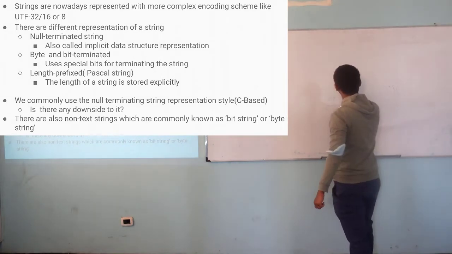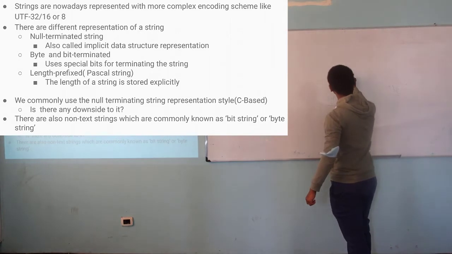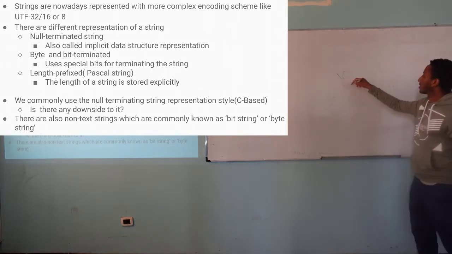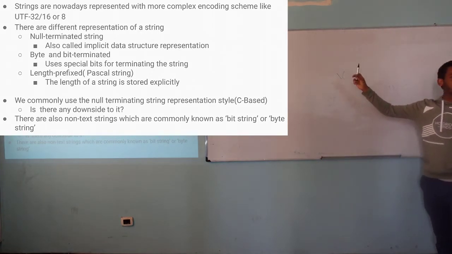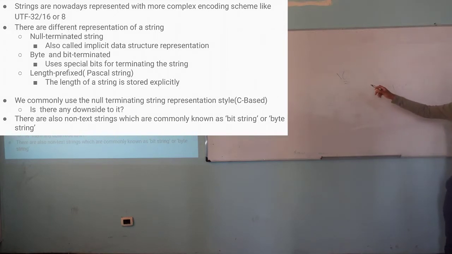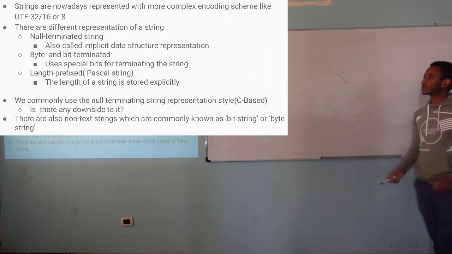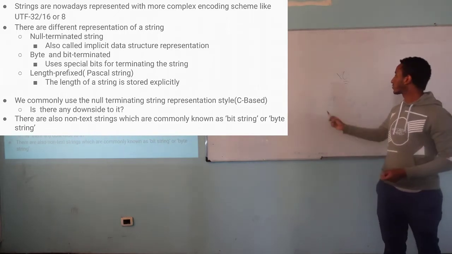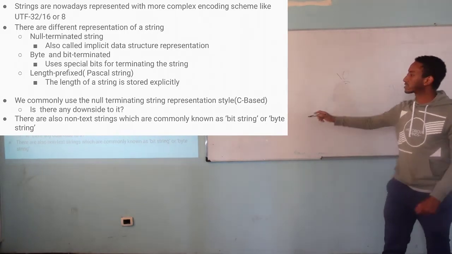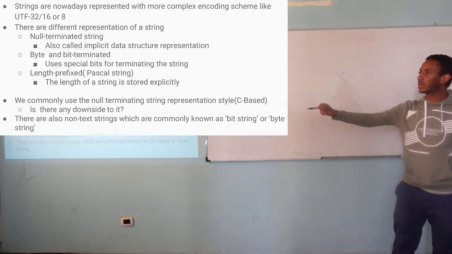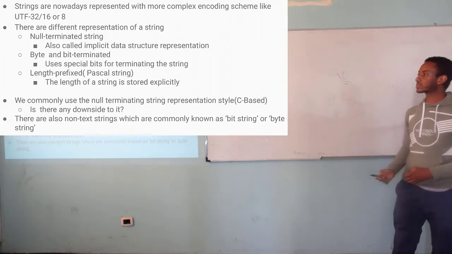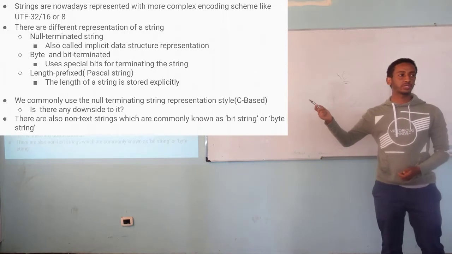So in C-based languages, a string ends with a slash and zero. This will represent that this is the end of a string, and there are also different ways of representing the end of a string. We get used to this because pretty much all languages nowadays use this form of representation.